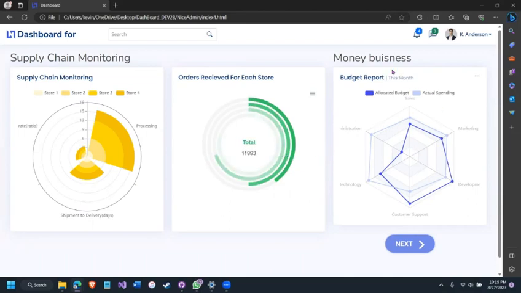And then over here, we have a section called Money Business. This is a budget report. So we have the allocated budget, which is this darker blue line here. So this is what we would have wanted to spend our money on. So for example, we would want to spend less on administration and a lot on development. But then if you look at the gray line or the lighter blue line, you can see we actually ended up spending a lot on administration and technology and so on.